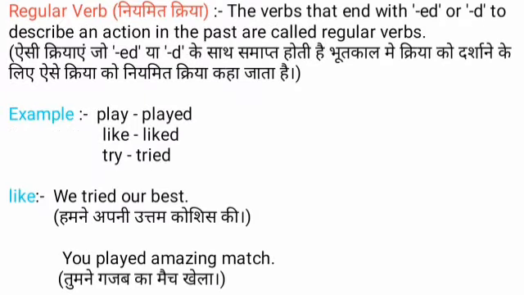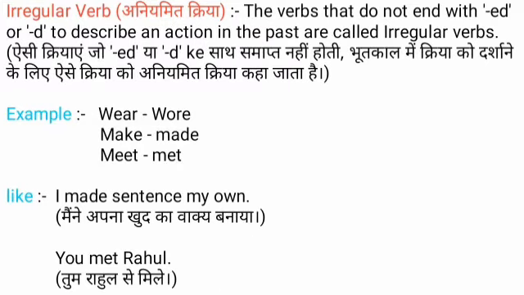Regular verbs. The verbs that end with ed or d to describe an action in the past are called regular verbs. For example, play, played, like, liked, try, tried. Like, we tried our best. You played an amazing match.